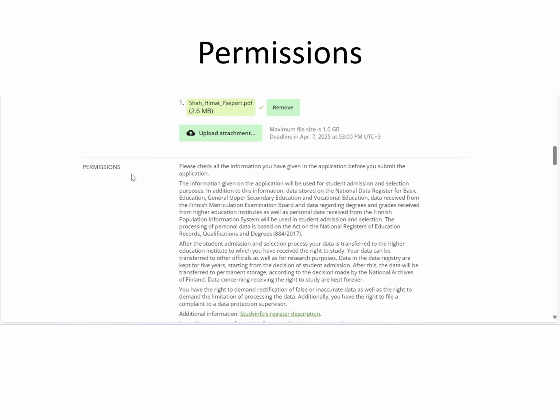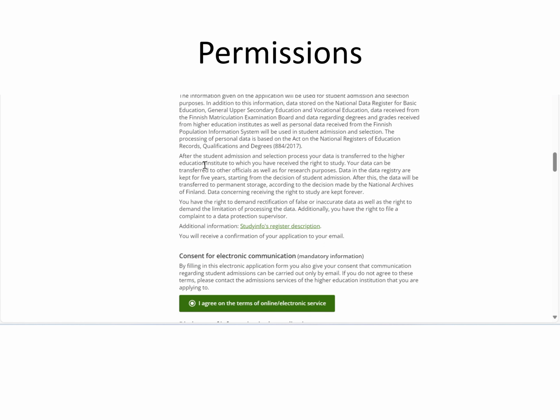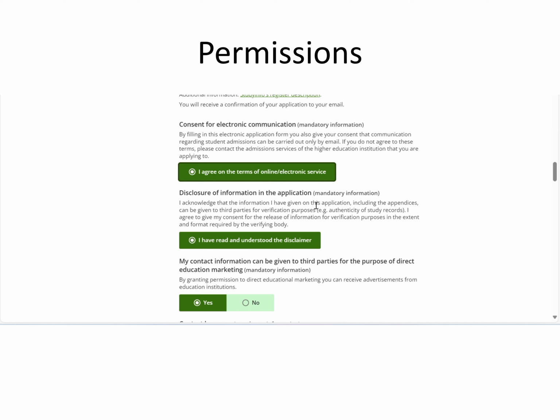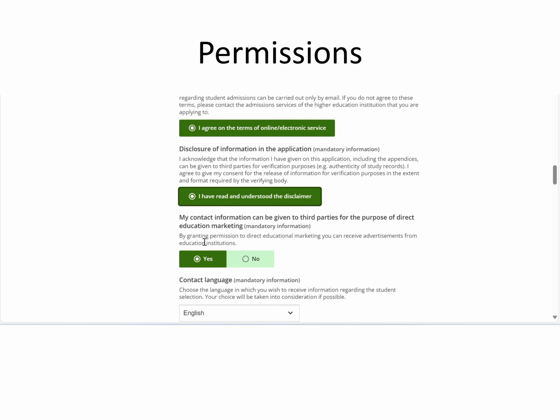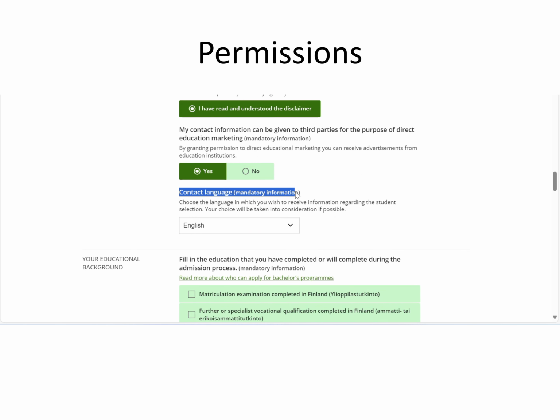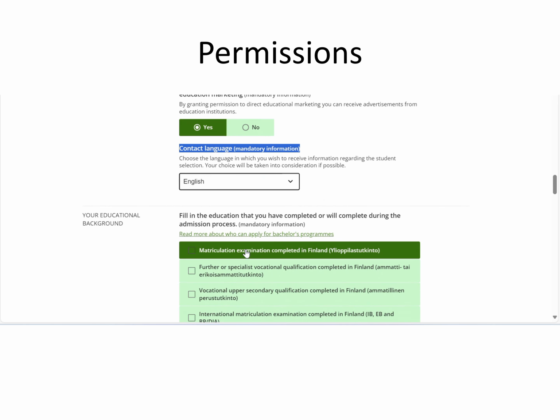This permission table, you can read everything if you want. Then just start. I say agree. Yes. Consent of electronic communication, so say yes. Then disclosure of information in the application, say yes. I agree, I read and understood the disclaimer. Then we have my contact information be given to third parties, I say yes or no. Yes, you should. And then contact language should be what language you should be contacted in. There are three languages, so English would be your language.